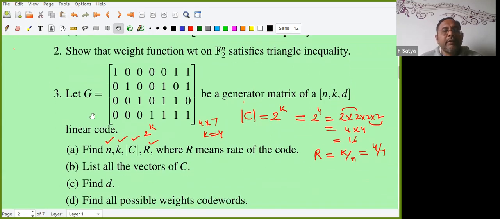Now list all the vectors. So what are all the vectors? How do you get them? I take 0, 0, 0, 0, and all 4-bit vectors you take. What you have to do is take 0, 0, 0, 0 and multiply it with G on this side. So this into this, as a column, this into this is 0, this into this is 0, this into this is 0, like that, right?